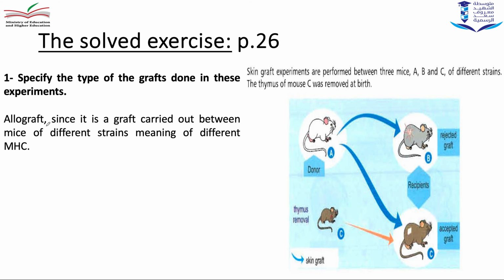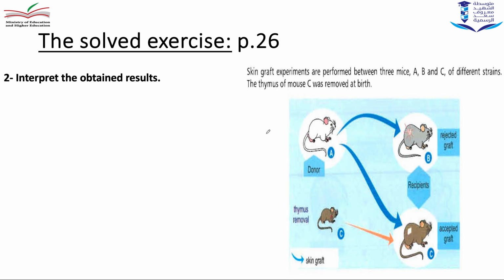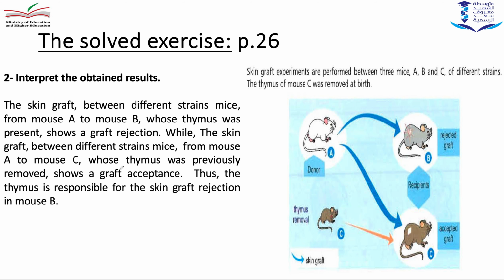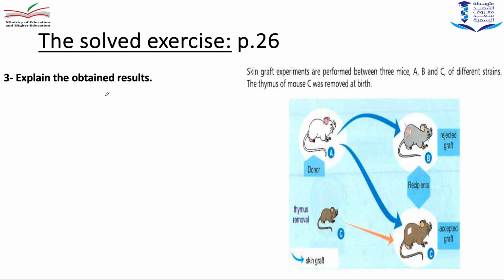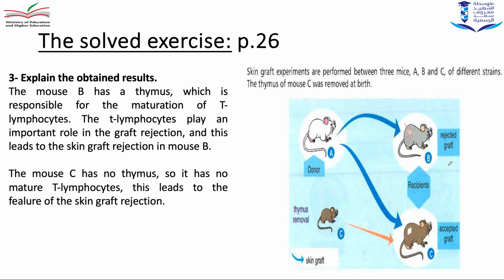فإذا أول شيء, what is the type of the graft done here? It's allograft because it's done between different mice or mice of different strains having different MHC. The interpretation it's already done. Now the explanation: why the graft is rejected here and why it's accepted here.